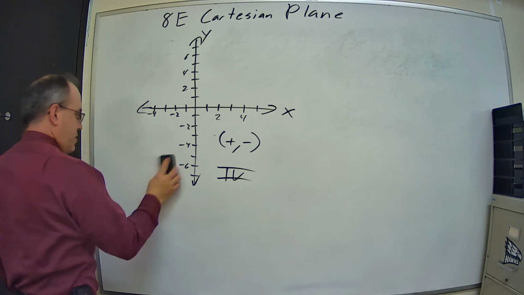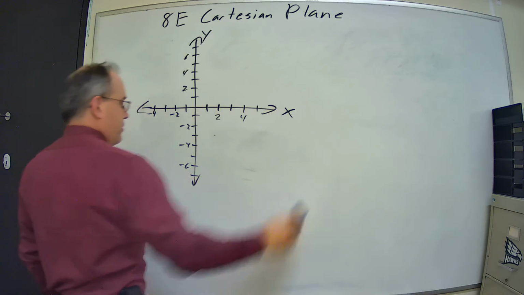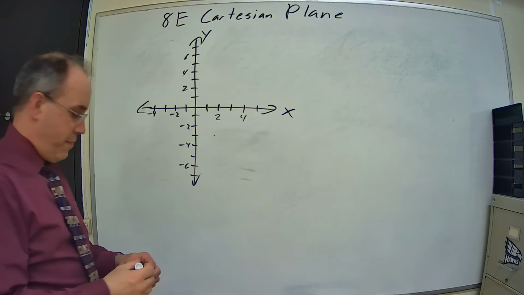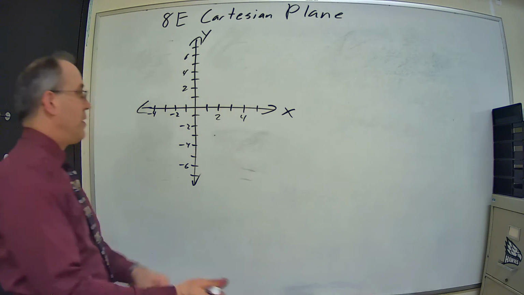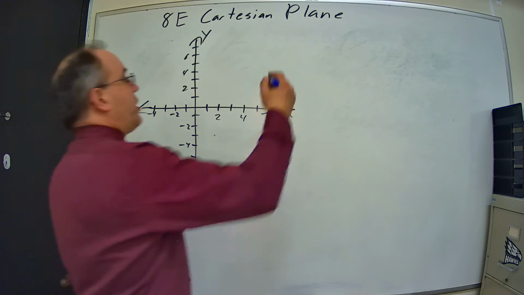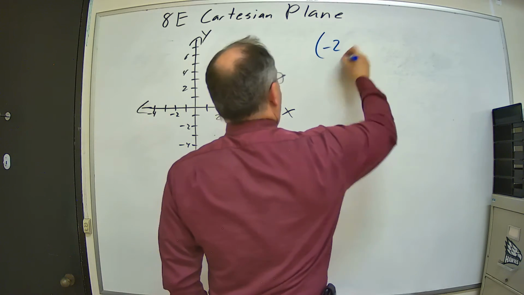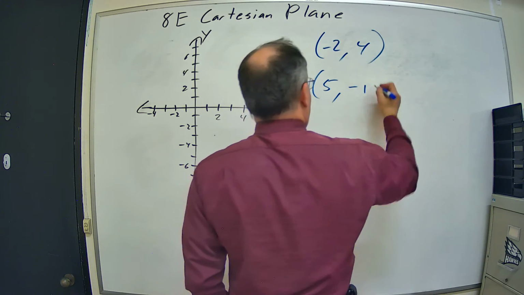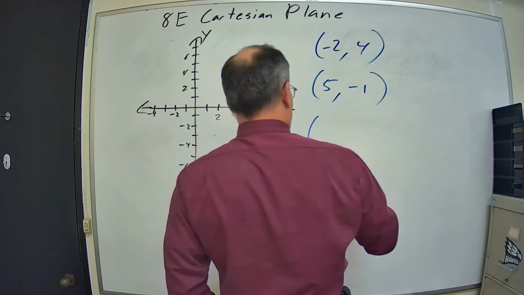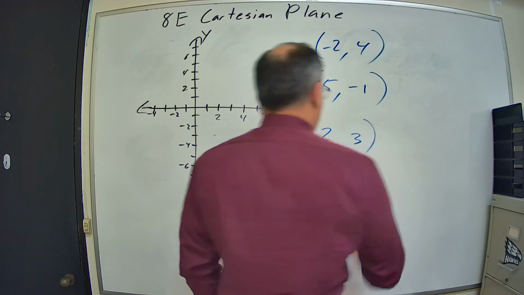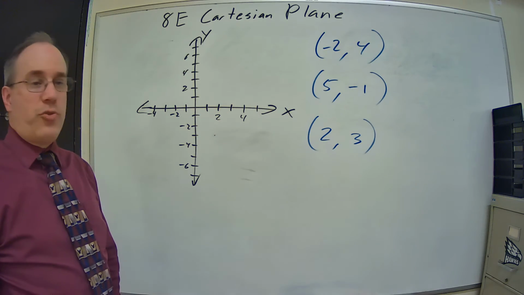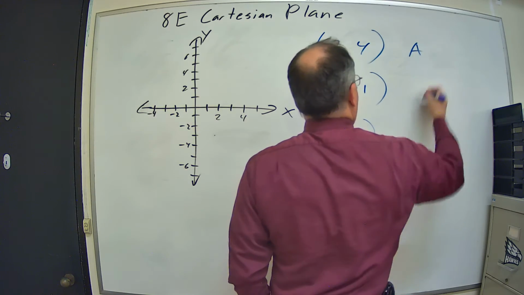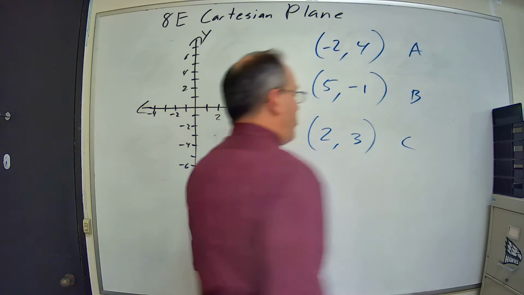I'm going to use this same XY axis that I've already put up here. It just saves me a little bit of hassle of redrawing it. And we're going to plot the points negative 2, 4, 5, negative 1, 2, 3. So we're going to plot these 3 points, and I'm even going to label them and call this point A, point B, and point C.